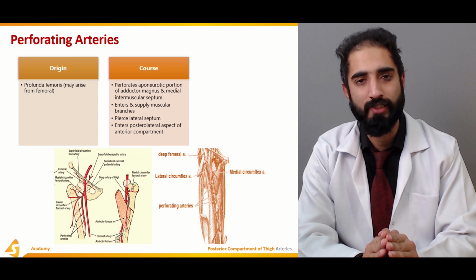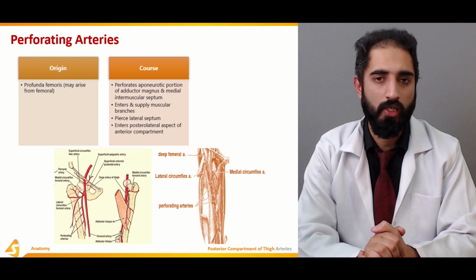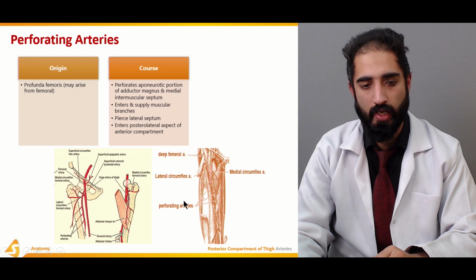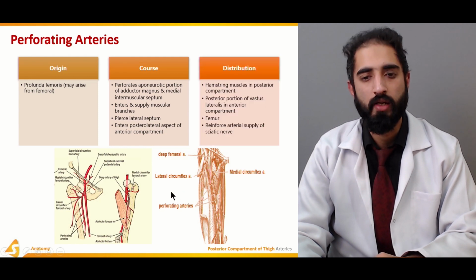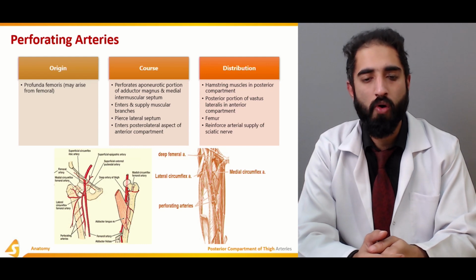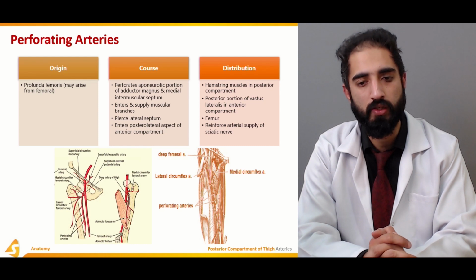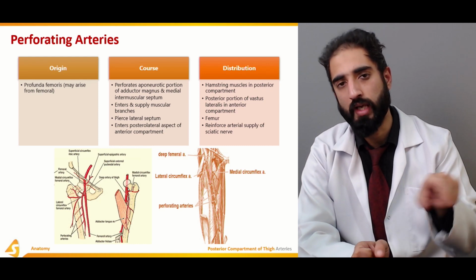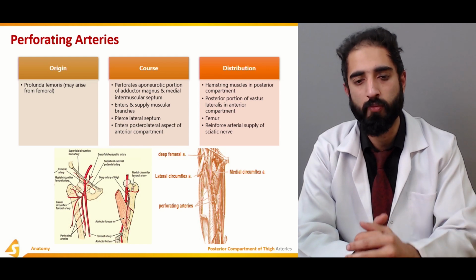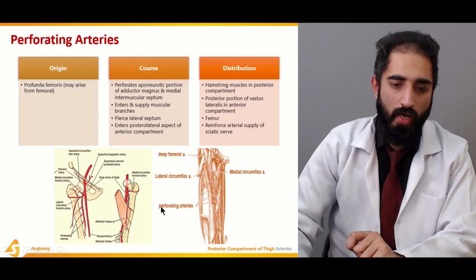It then pierces the lateral septum and enters the posterolateral aspect of the anterior compartment of the thigh. So it enters from the medial to the posterior and then the anterior aspect of the thigh. The distribution is to the hamstring muscles in the posterior compartment. It also supplies the posterior portion of vastus lateralis in the anterior compartment when it moves towards the anterior aspect, because vastus lateralis is the anterior and the lateral most muscle. And then it also supplies the femur, as we can see here.